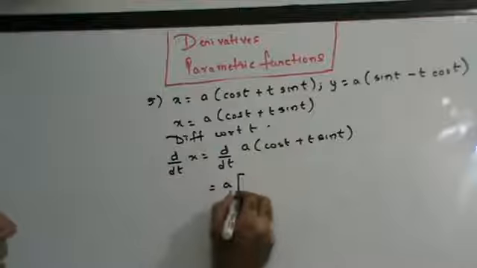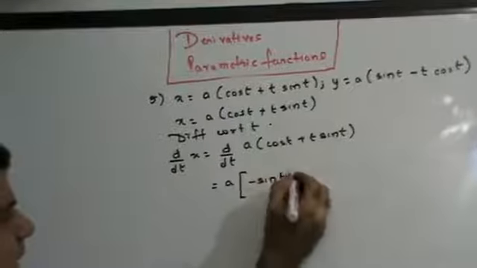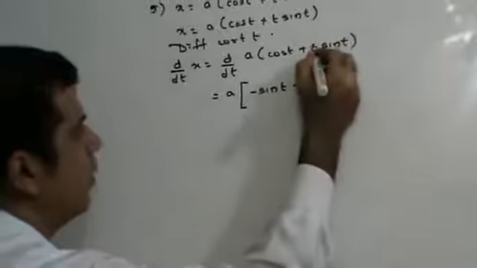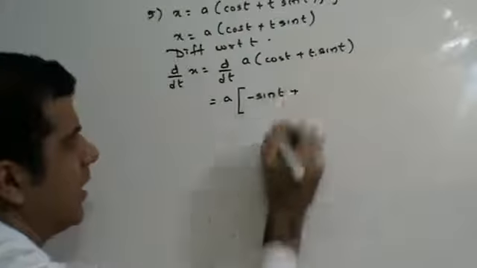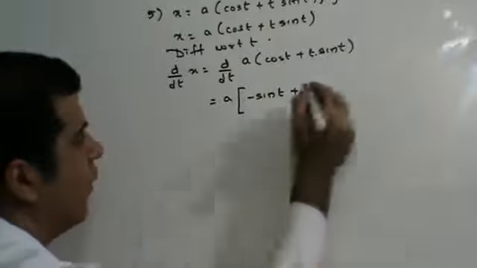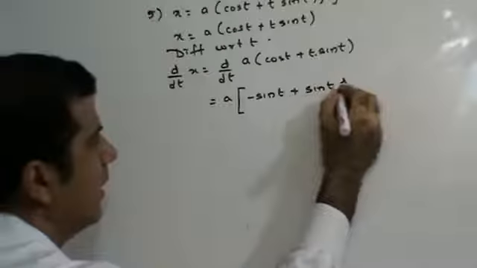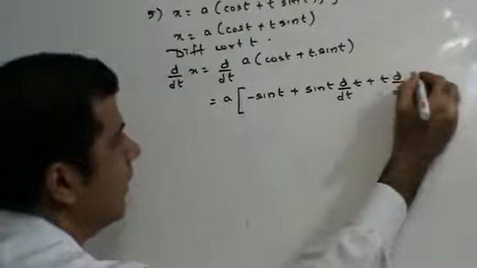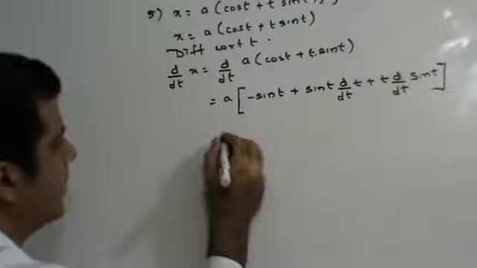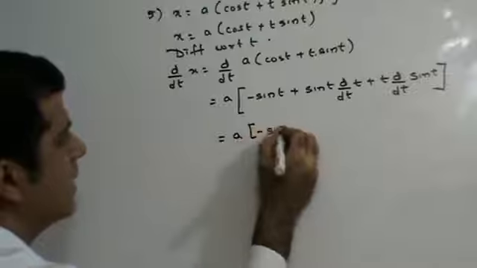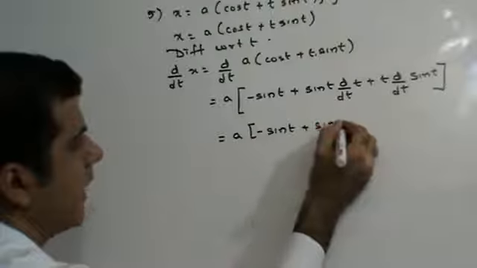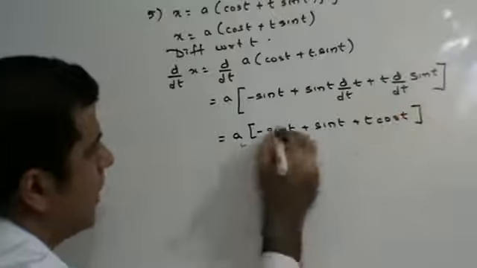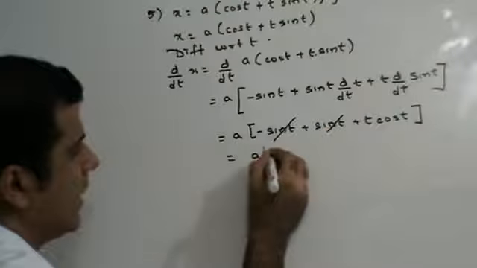So a as it is, d by dt of cos t is minus sin t, plus here you will use the uv formula. There is multiplication between two terms, therefore you will use the uv formula. So this is v derivative of u plus u derivative of v, right? So this is going to be a minus sin t plus sin t plus t, d by dt of sin t is cos t, cancel, this is a t cos t.